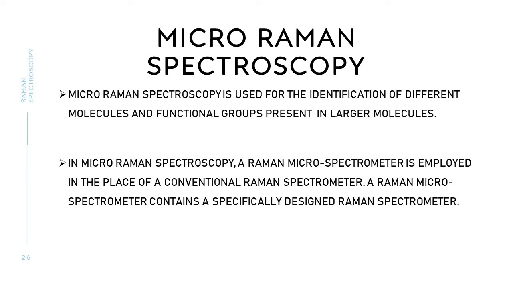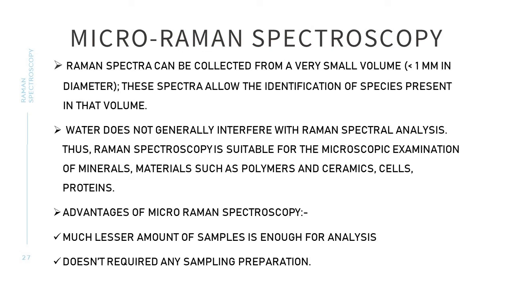The micro Raman spectrometer contains a specifically designed Raman spectrometer, and with this spectroscopy we can detect a very small volume, less than 1 micrometer in diameter. The identification of the species present in the volume needs a much lesser amount of sample for the analysis. This amount of sample is enough for analysis and doesn't require any sample preparation.